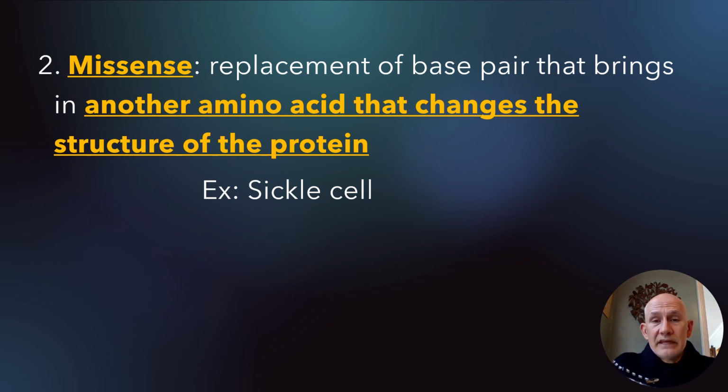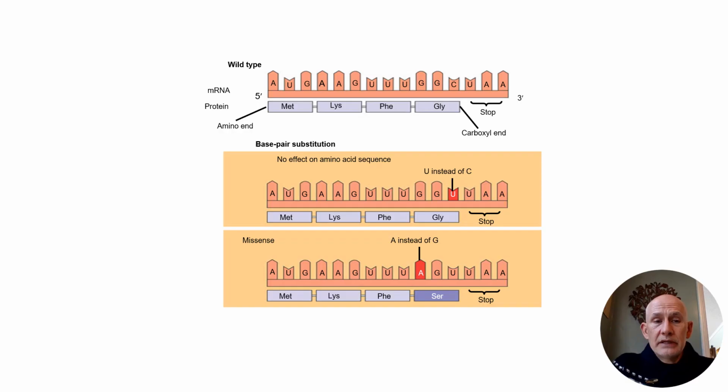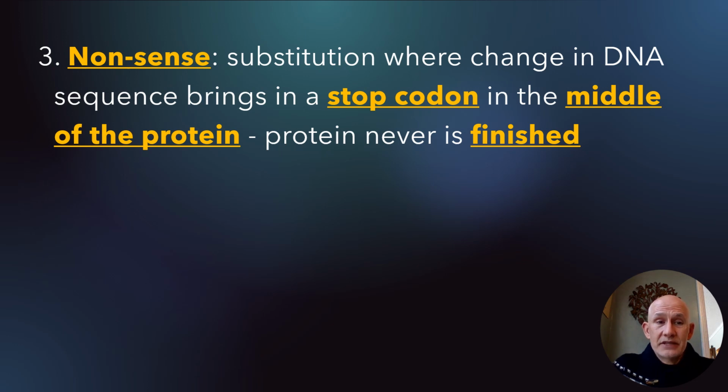All right, the next is going to be what is known as a nonsense mutation. And this is where you have a stop codon being brought in earlier in the protein, so the protein doesn't get finished. So this happens when you have something like AGA as your mRNA being changed into UGA, and then that would bring in a release factor.